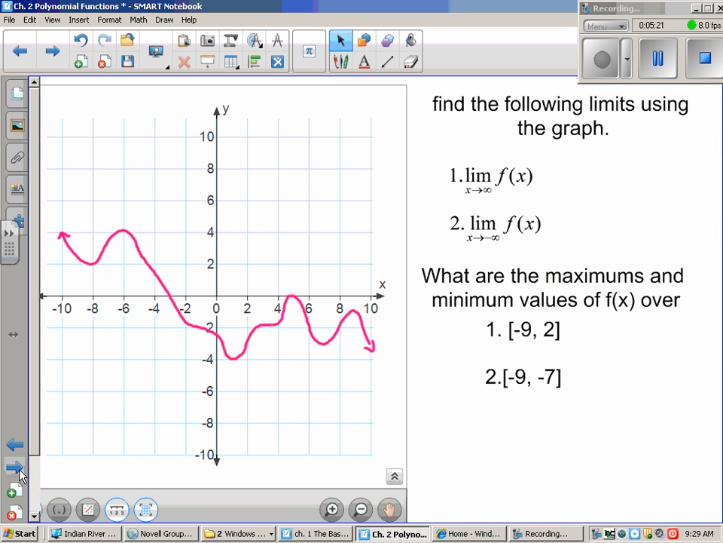Now, from the same graph here, I would like for you to ask yourselves these questions. Find the following limits using the graph. X is approaching infinity. Now, where is infinity on this graph? Infinity, you should notice, is going to be all the way to the right. This is just a fancy way of asking you, what is the graph doing on the right? What's the last thing it's doing?